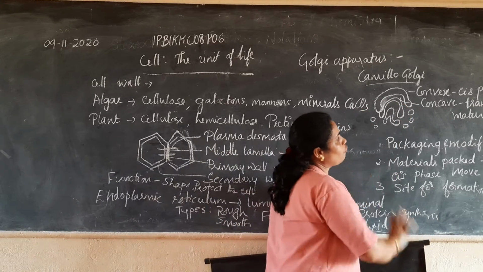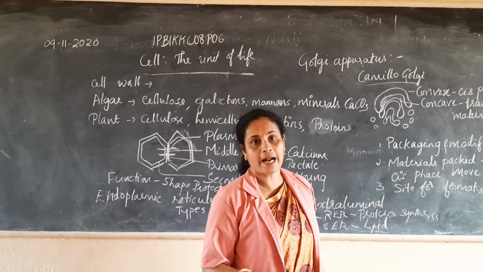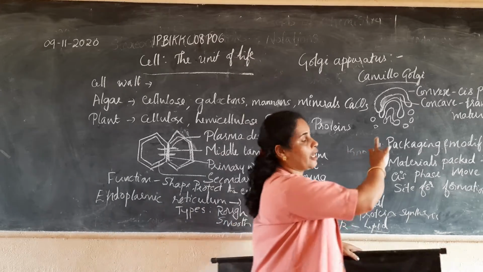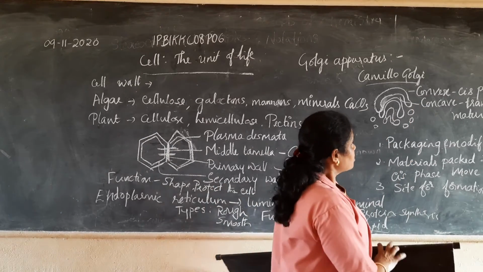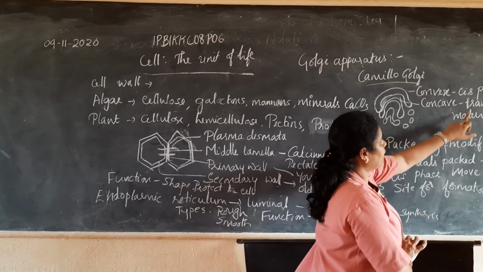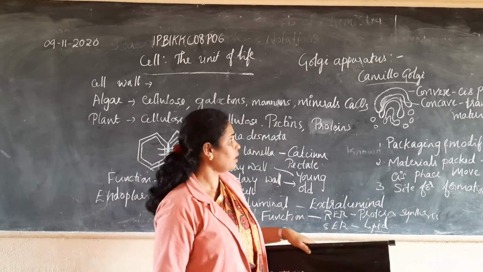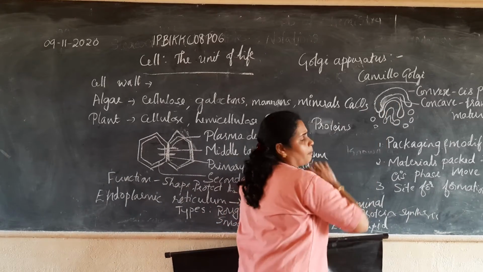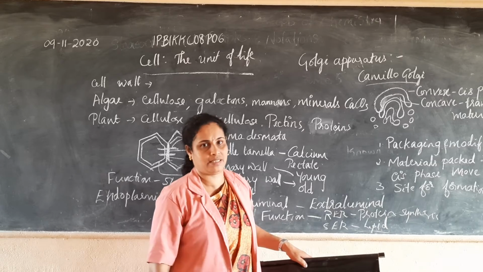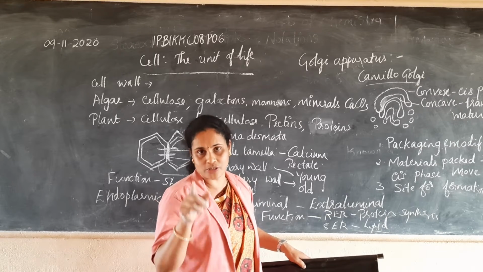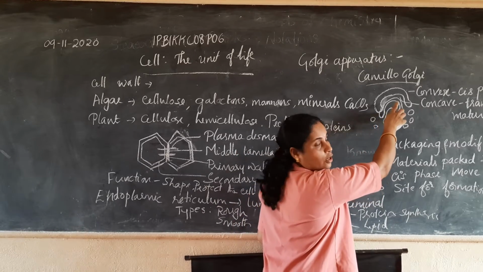Here you can see two faces. One is called the convex cis face and the other the concave trans face, also called the maturing face. These Golgi complexes are found near the nucleus, somewhat arranged concentrically near the nucleus, and are called the Golgi complex.